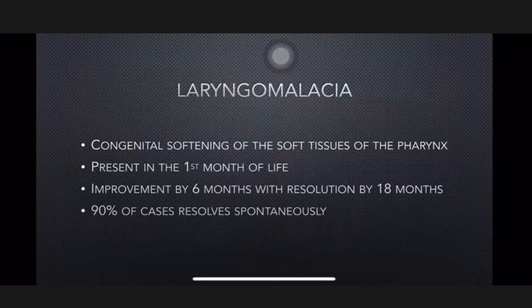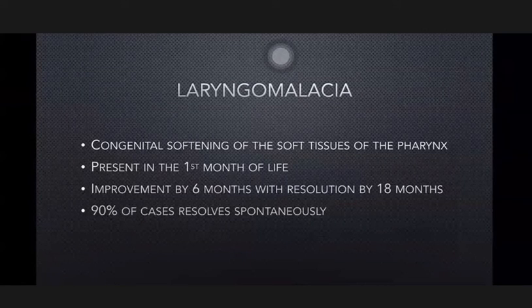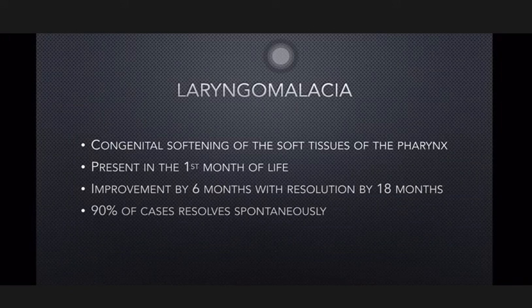Next is laryngomalacia. It is the most common cause of noisy breathing in infants, where it results in stridor. It is the result of a congenital abnormality of the cartilage in the larynx that results in the dynamic partial supraglottic collapse of the larynx during breathing. So it presents in the first month of life with improvement by 6 months, and almost 90% of cases spontaneously resolve.